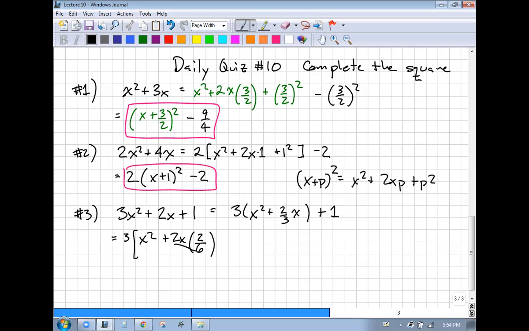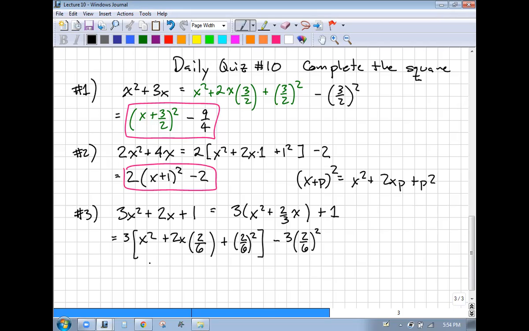2 over 6 is 3, and we have the 2 on the top. So I wrote this like this. That tells me what I need to add in here is a 2/6 squared. I can't just add it unless I also subtract it. But remember, there's also this 3. So I need to subtract 3 of 2/6 squared.